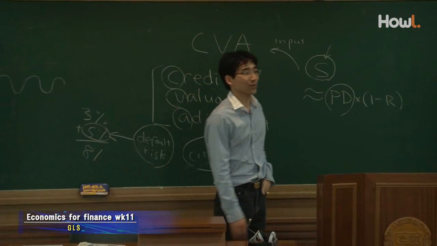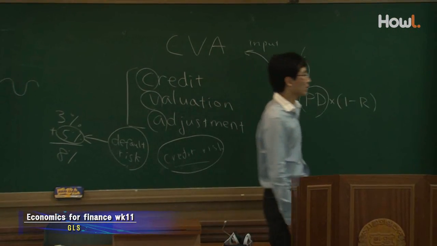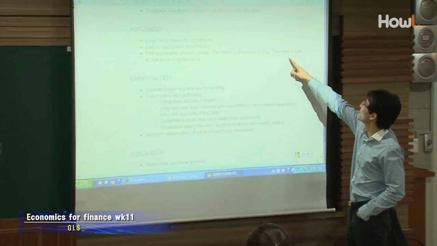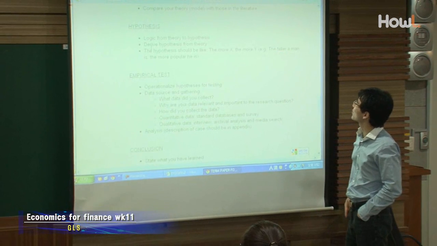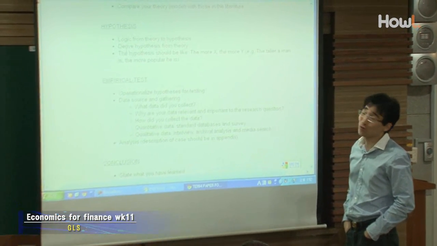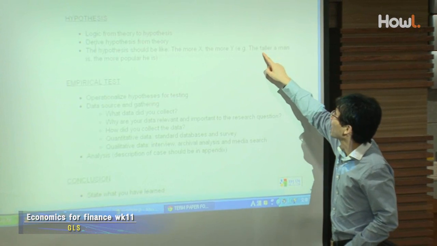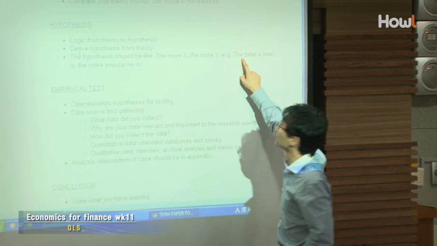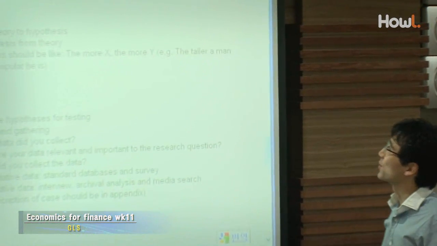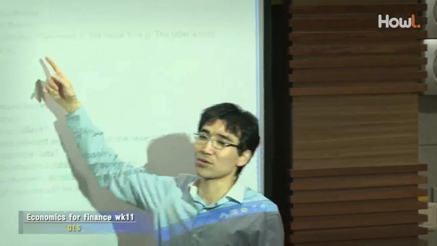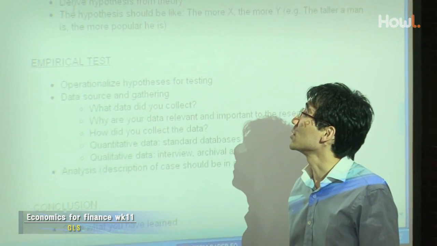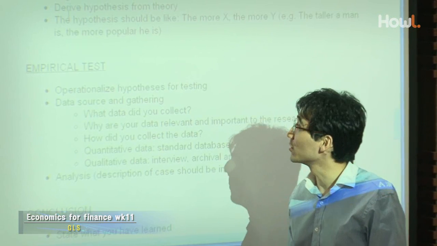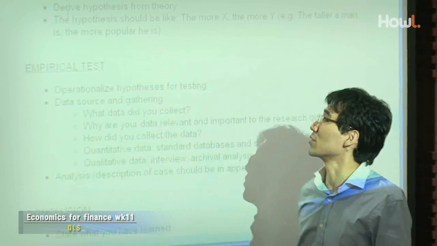Okay. To test your hypothesis, of course, you have to operationalize the concepts X and Y. You have to determine how to measure X and how to measure Y. If your hypothesis is the taller a man is, the more popular he is, then you have to determine how to measure height of the man, how to measure popularity of the man. It would be easy for height, like centimeter, feet, inch. Popularity is trickier. It is like a number of follows after a blind date, something like that, or a survey. So you should be creative about this part.